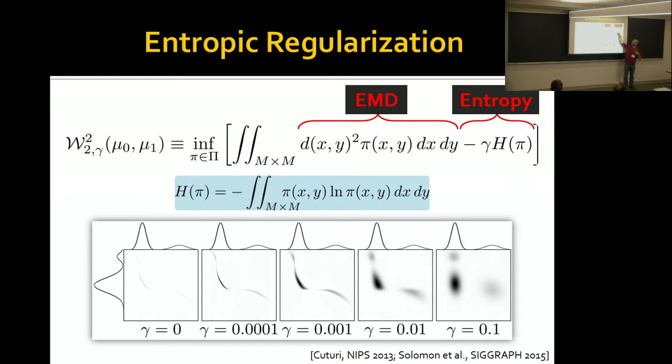And so if I want my fuzziness to be large, I put a minus in front of that term. And here I visualize what this looks like. So here I have two one-dimensional probability distributions, and I'm showing the two-dimensional matching between them. When I solve this linear program with gamma equals 0, it's like the original problem.